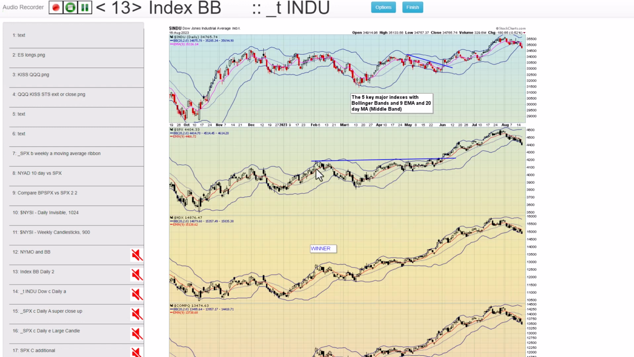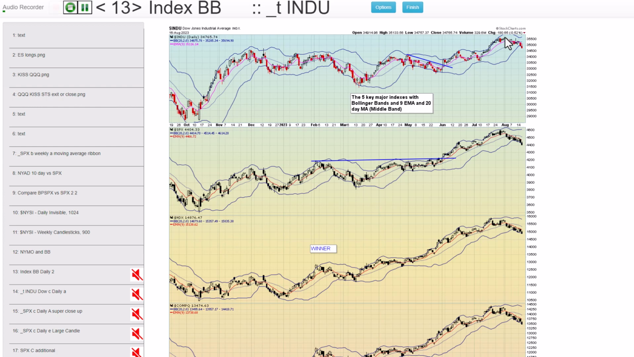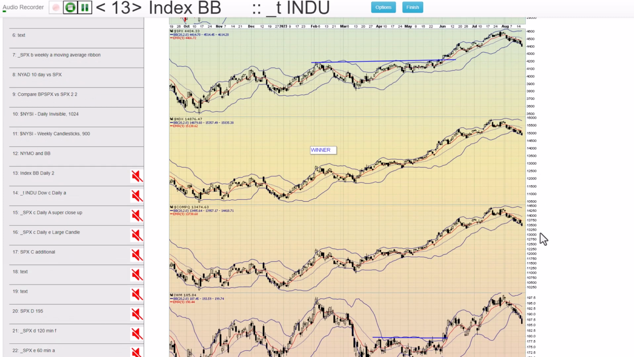Next, let's move to the market indexes now. Chart number 13, here's the chart of the 5 key major indexes. Again, nice correction from late July. All the indexes closed below their lower Bollinger Bands today, basically, especially the Russell, really been weakening.